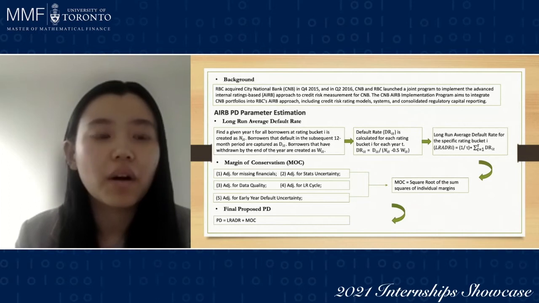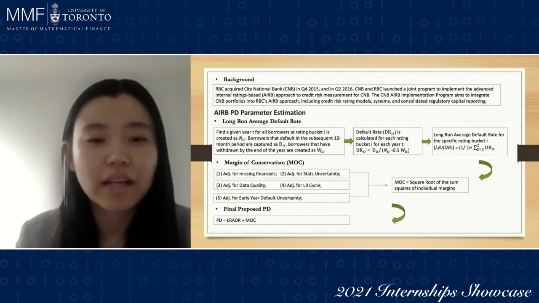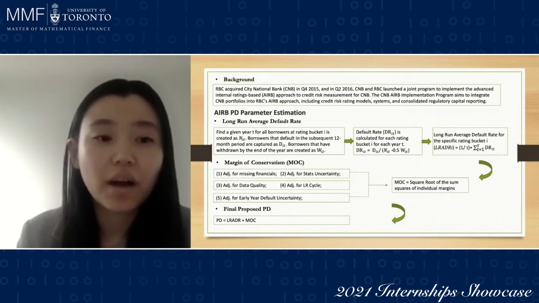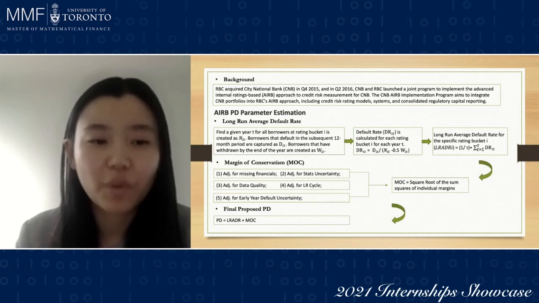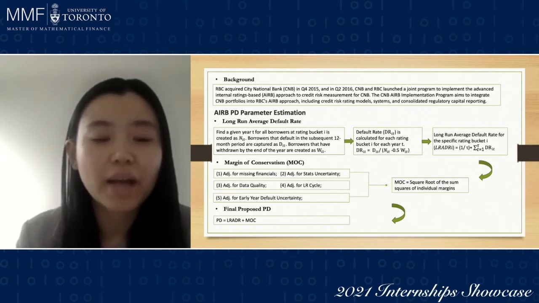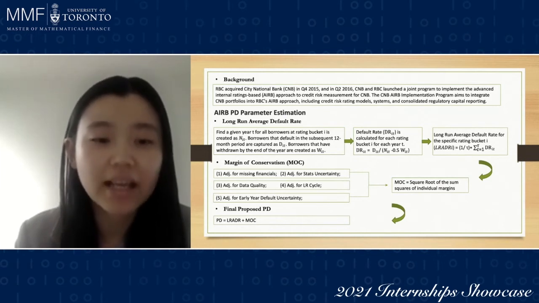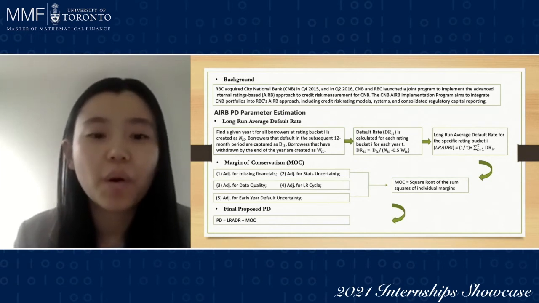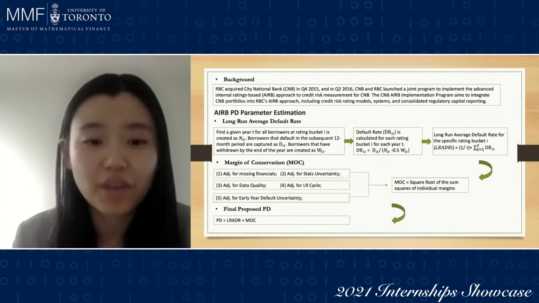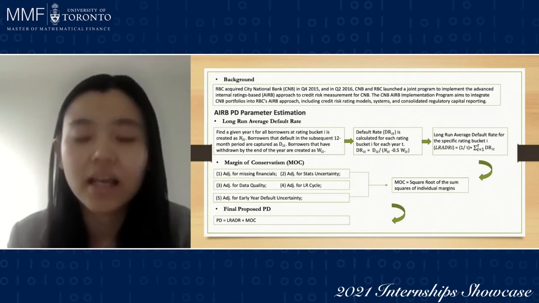I mainly worked on the PD parameter estimation, populating the long-run average default rate. At the beginning of each cohort year, all the borrowers at rating bucket I are counted as D_it, and borrowers who default in the following 12 months are counted as D_it, and the borrowers who have withdrawn by the end of the year are captured as W_it.